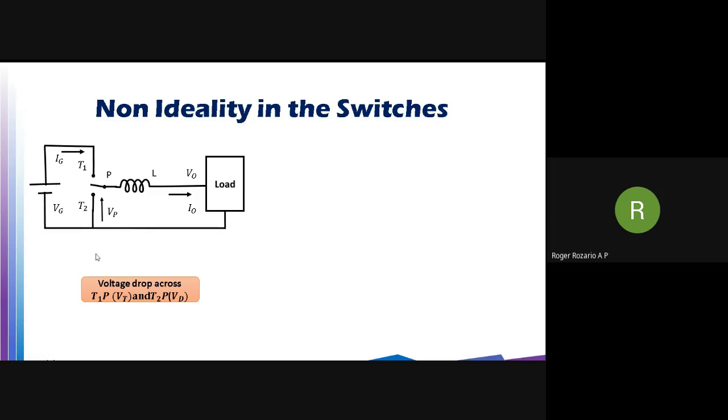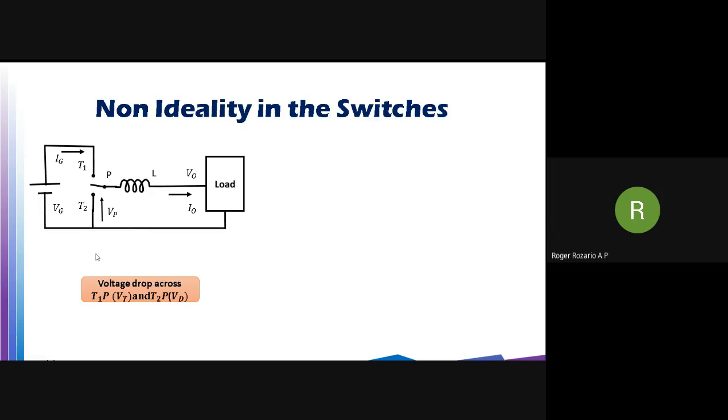But in practical conditions, there will be some voltage drop across the switch when the pole is connected to T1 and when the pole is connected to T2. So when the pole is connected to T1, we call the conduction loss VT. And when the pole is connected to T2, we call the conduction loss VD.